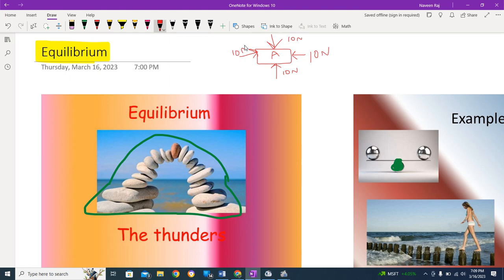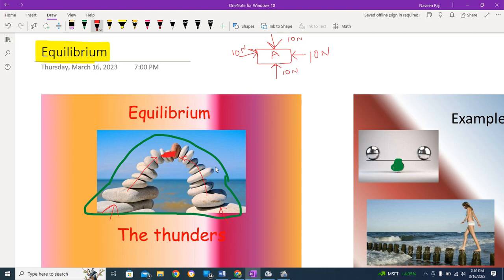Suppose here from the bigger rock we have force 1, and here we have a bigger rock with force 1, and the force continues, and it is just stuck in between. From both sides they have equal force. So this is the reason why it is in equilibrium. A body at rest or moving with a constant velocity is said to be in equilibrium.